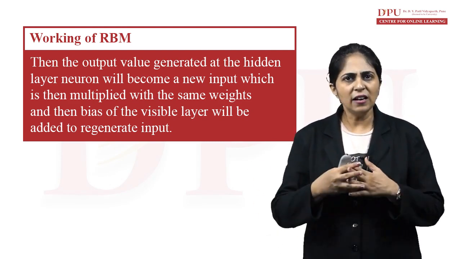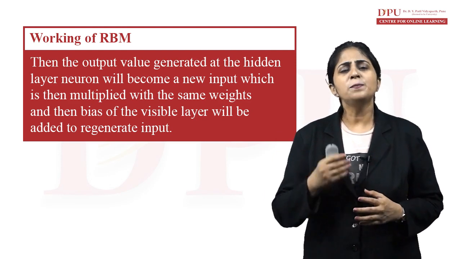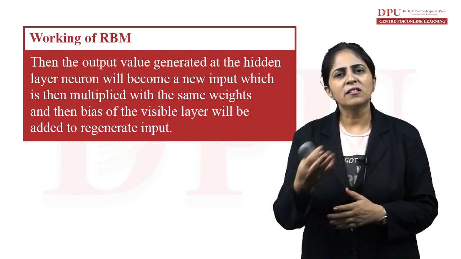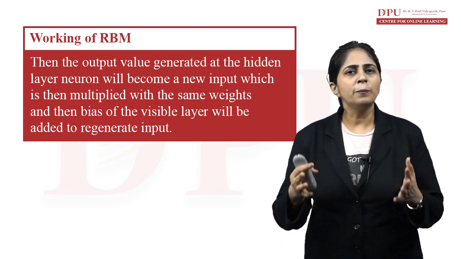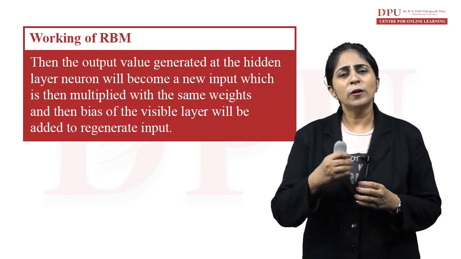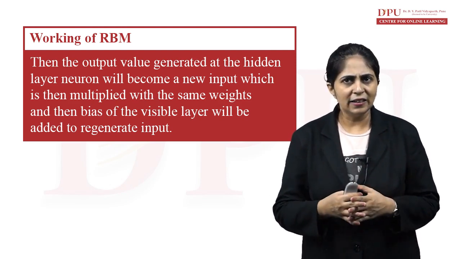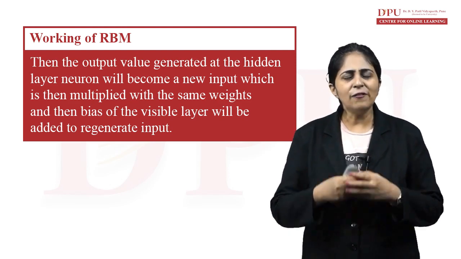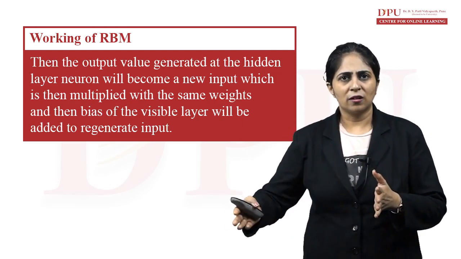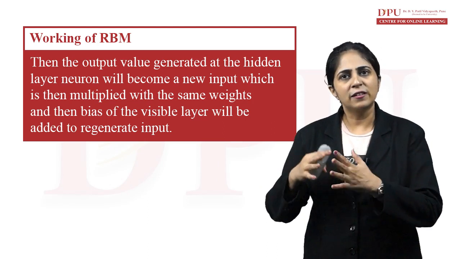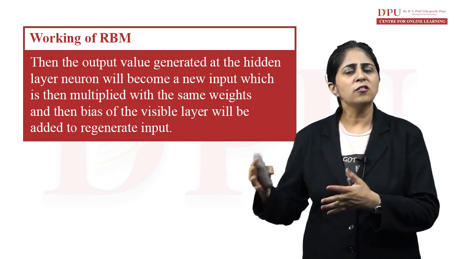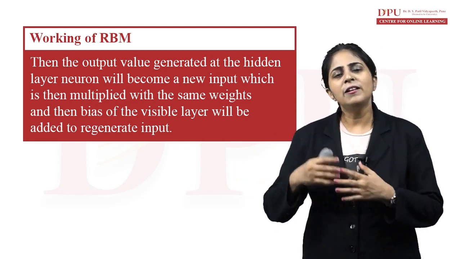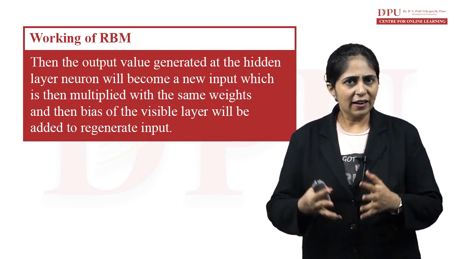The output value generated at the hidden layer neuron becomes a new input, which is then multiplied with the same weights, and then the bias of the visible layer is added to regenerate the input. This basic process is called reconstruction or backward pass. The output value generated by our hidden layer neurons becomes the input, which is again multiplied with some weights, and then the bias of the visible layer is added to generate the input.